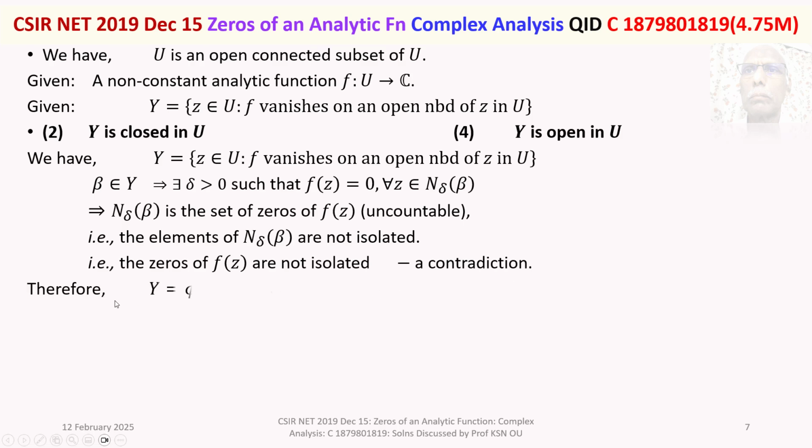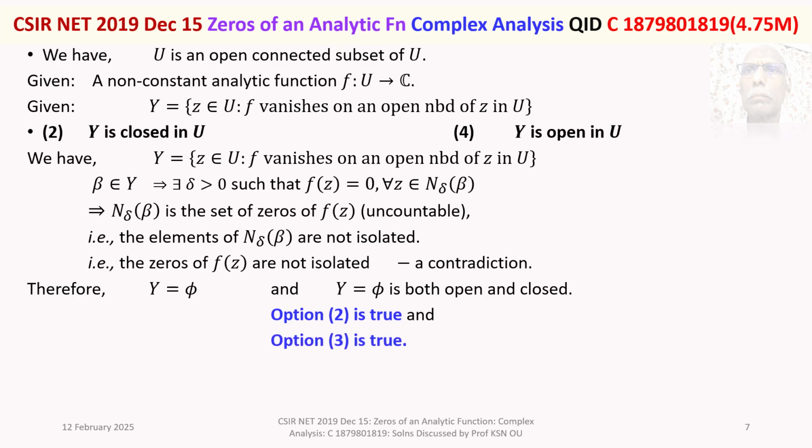So, therefore, Y is empty. Beta belongs to Y gave a contradiction, therefore there are no elements in Y. So Y is empty, and the empty set is both open and closed. Therefore, option 2 is true and option 4 is also true. Thus, all the options are true. The answer to this question is options 1, 2, 3 and 4. That is the detailed discussion of the solution of this problem.